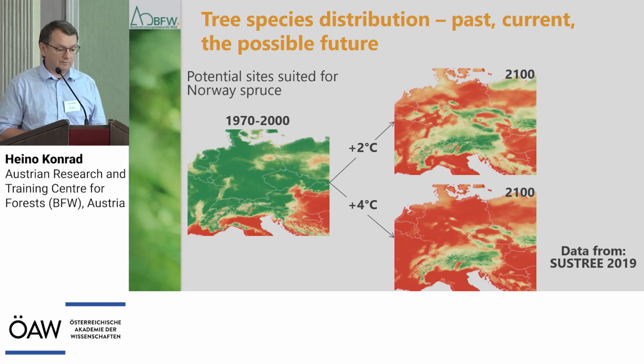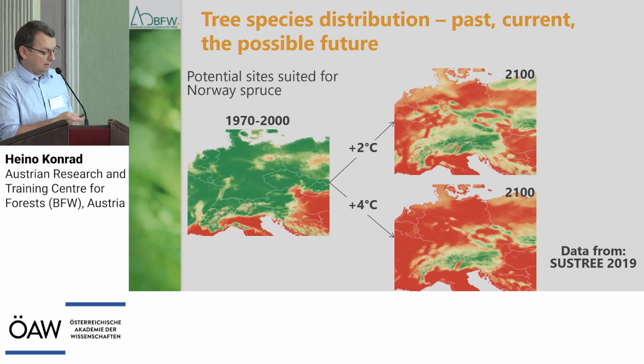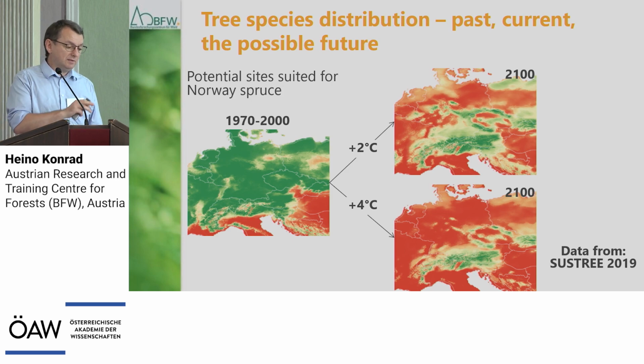And if we reach the 4 degrees scenario, then the range gets even more contracted. Anyway, in the Alpine region of Austria, we are still quite safe. But this is just the climate data. We don't know about bark beetle incidents in the future.